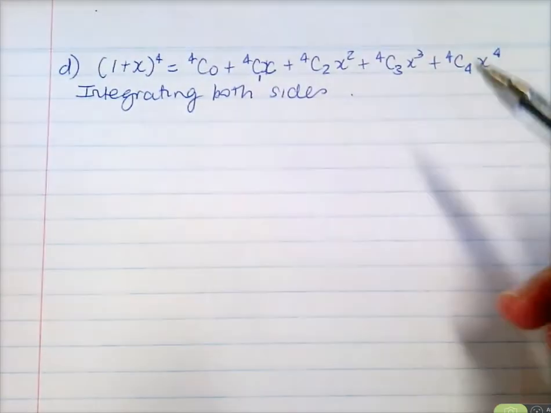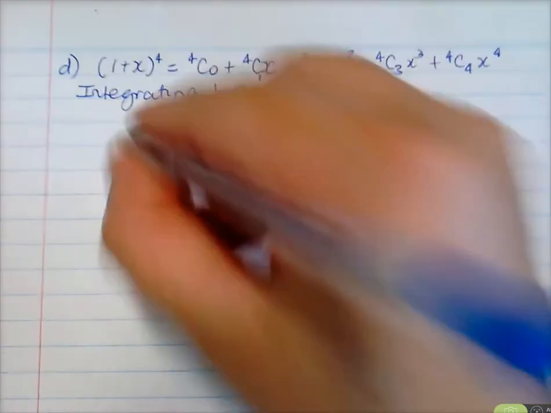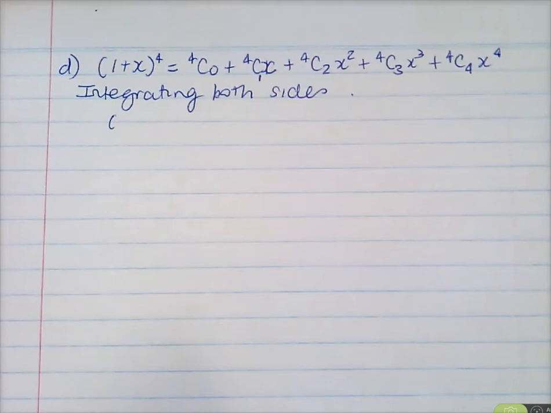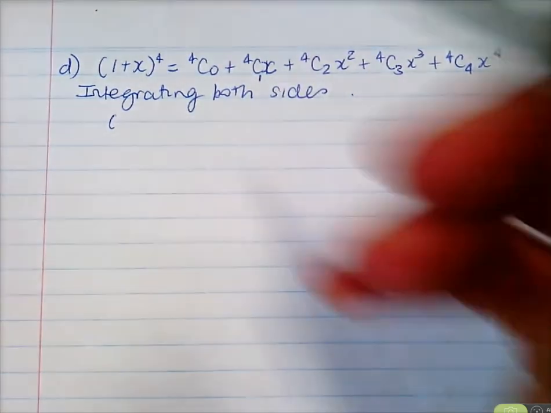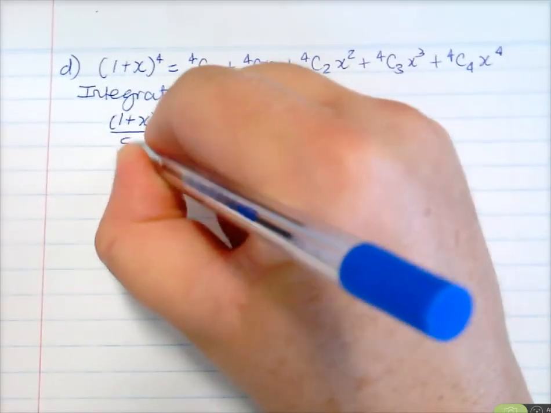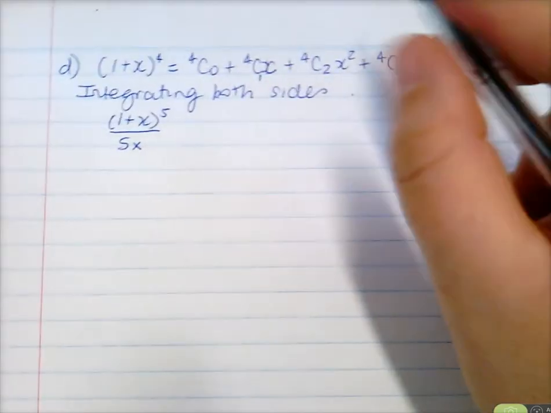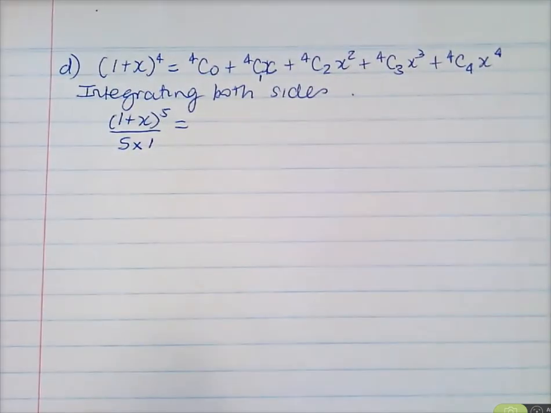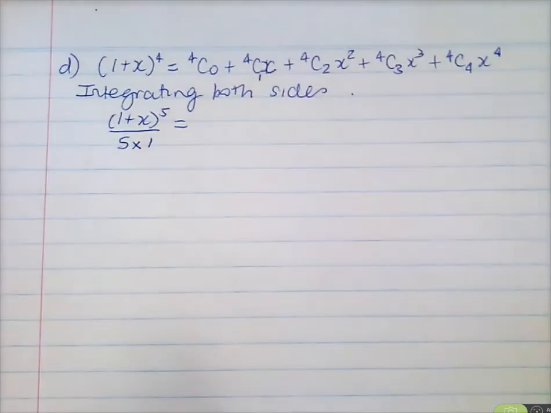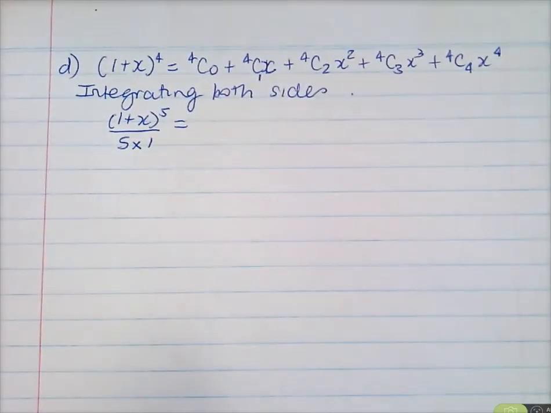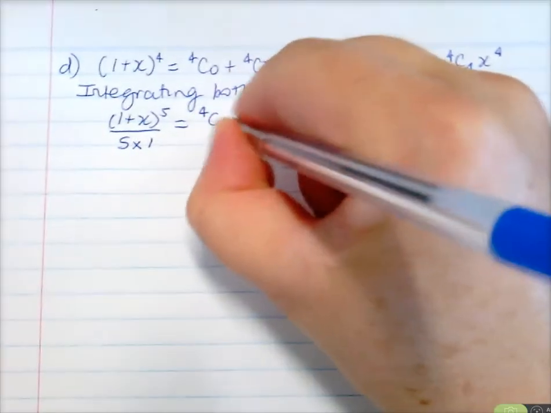What do you get if you integrate 1 plus x to the power of 4? Don't you get all of that to the power of 5 over 5? 1 plus x to the power of 5 over 5, times the coefficient of the x, which is 1, equals. How do you integrate 4 choose 0? If 4 choose 0 is a constant, good, 4 choose 0 x.